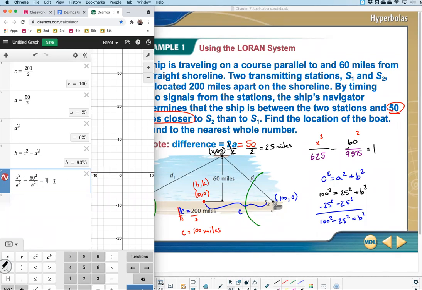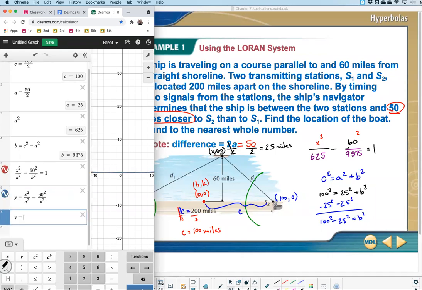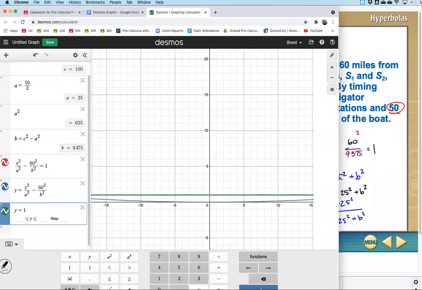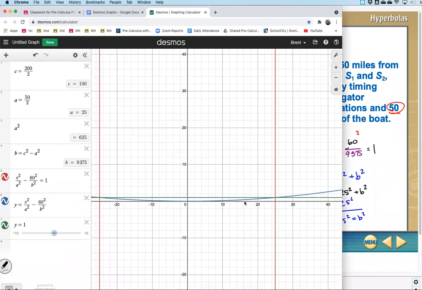And then the way you do insolve is you say y equals the left side, and then you do y equals the right side. They will cross at the height of 1. Let me expand this out. There's the intersection. The value here is 25.